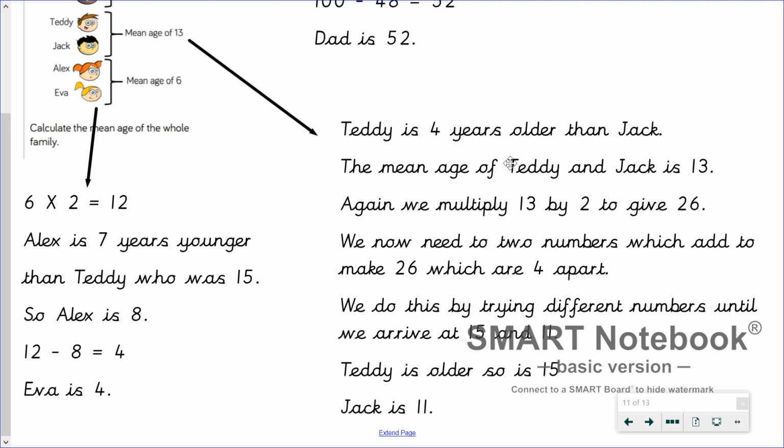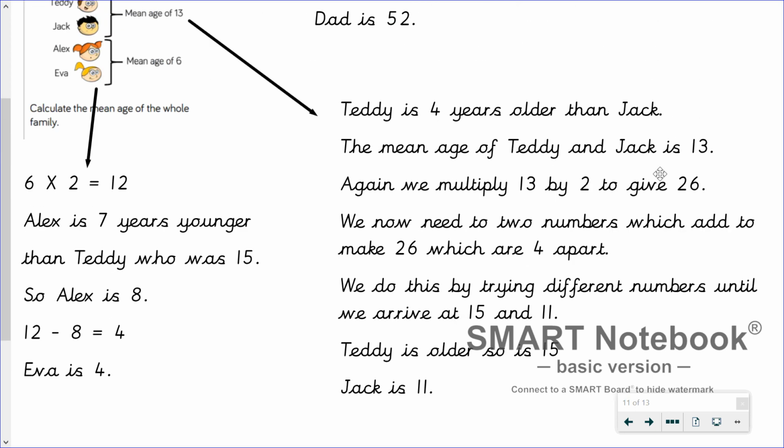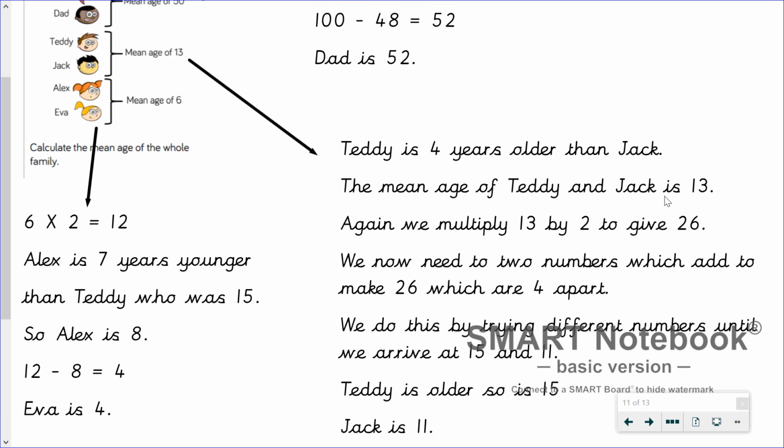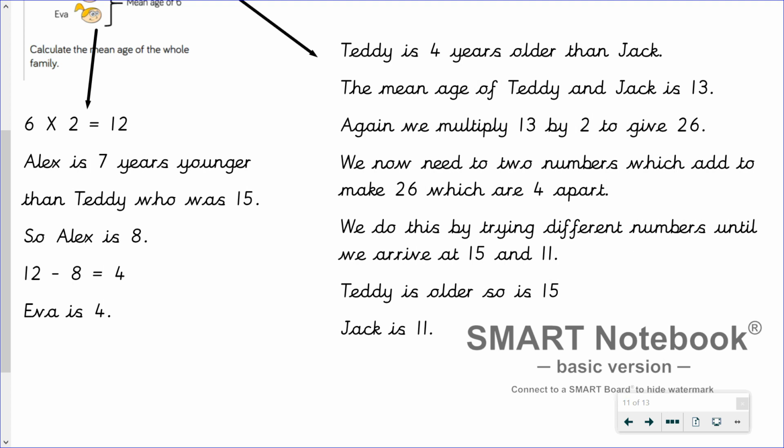This was a bit of trial and error. Because we know that Teddy needs to be older than Jack, we could try different numbers. We could try 10 add 6. Would be 16. That'd be nowhere near because we're looking at 26. 20 add 6, sorry. Are those 4 apart? No. We could try 13 add 13. They're not 4 apart, and you would eventually, if you went systematically, end up with 15 and 11. Both add to make 26, and they are 4 apart. Those are the 2 numbers you needed to have. Teddy's the older one, so he is 15, and Jack is younger, so he is 11.